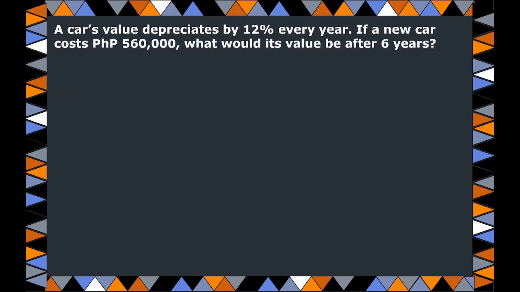Okay? Let's have another problem. Here, a car's value depreciates by 12% every year. The word depreciates is the same as shorter or decrease. So meaning the common ratio is 100% minus 12%, which will give me 88%. So the common ratio is 0.88.